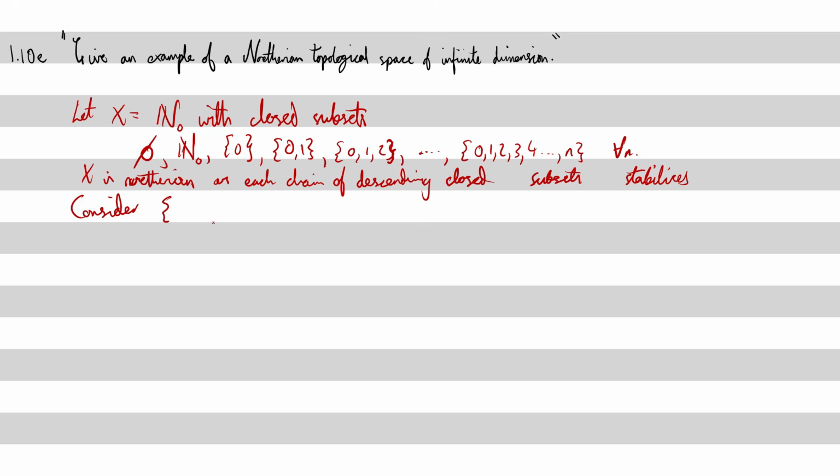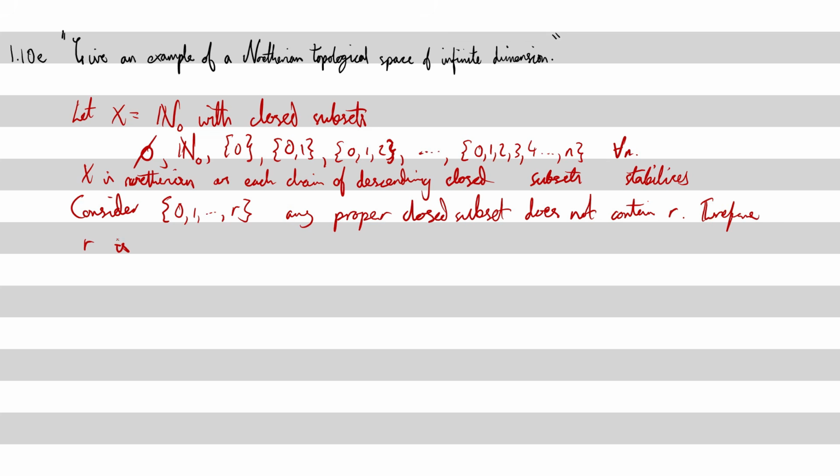Yeah. Consider, sorry, consider {0, 1, ..., R}. Well, any proper closed subset does not contain R, therefore {0, 1, ..., R} is irreducible.